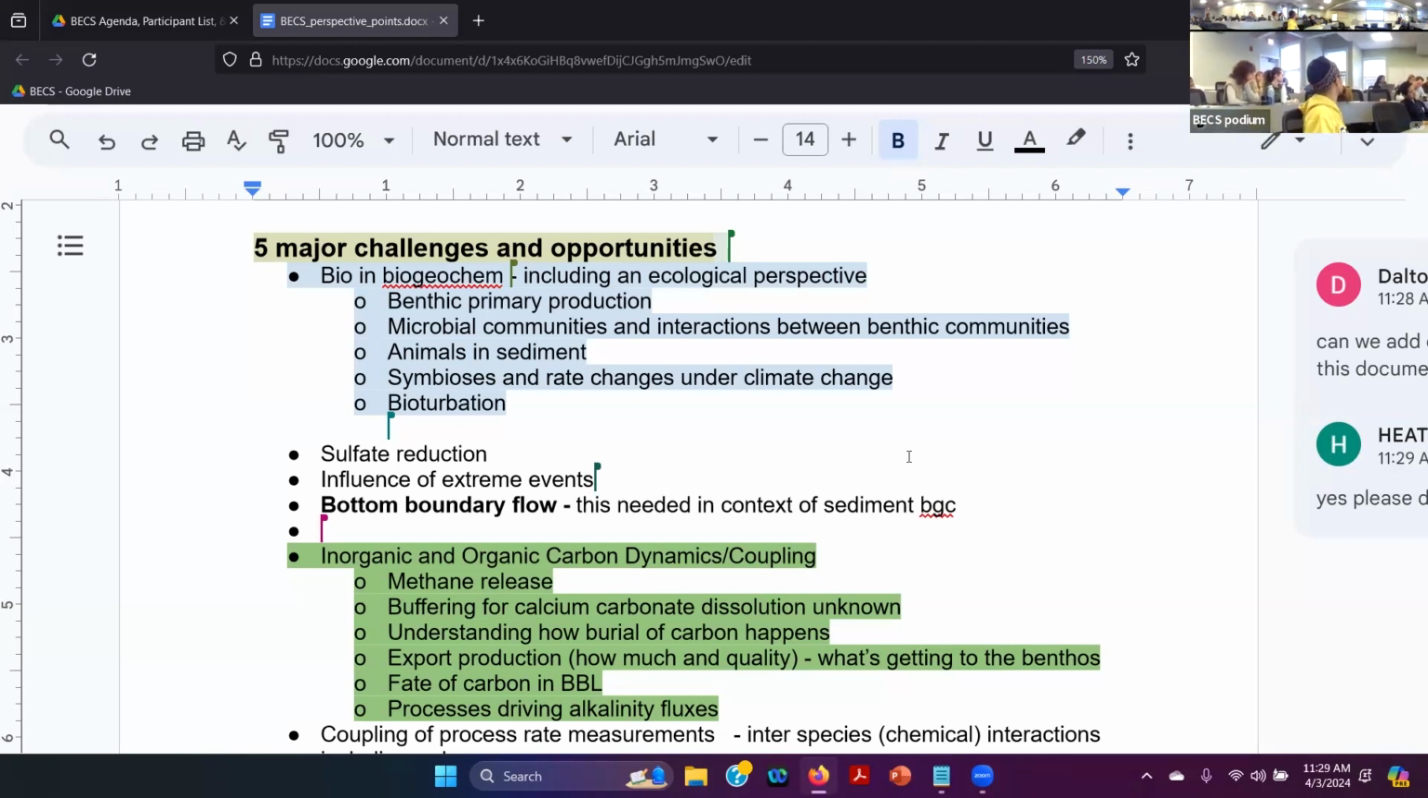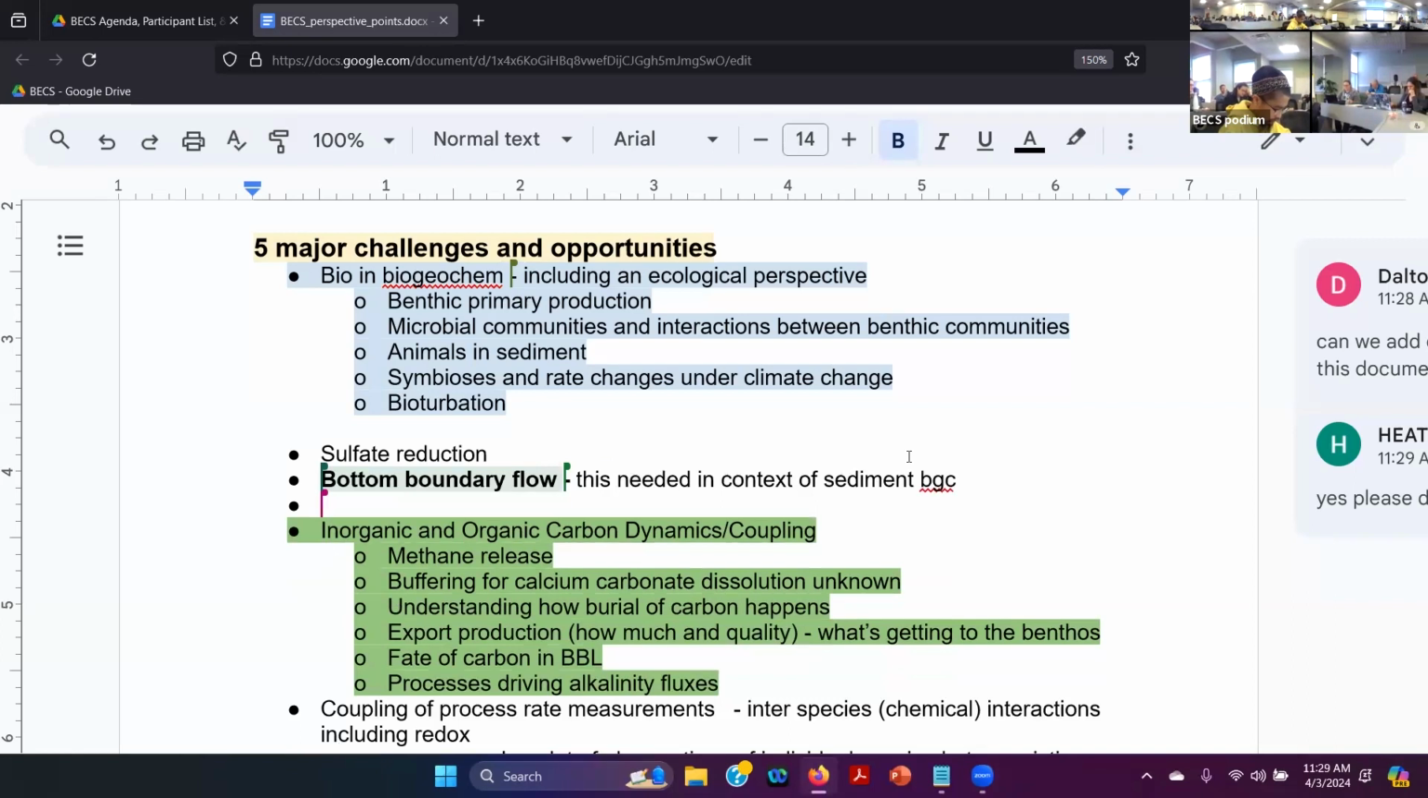I was wondering if the conveners and co-conveners could refresh my memory on what the two or three questions are that we're trying to answer here, what the five major challenges are. What is it that we want? What are we focusing on? Like how to make better models, how to couple models with observations? Do we just want a benthic flux database? Could you just remind me what our principal goal is with this discussion?